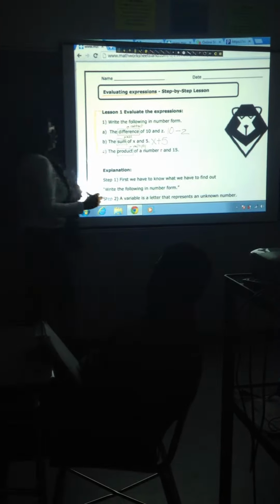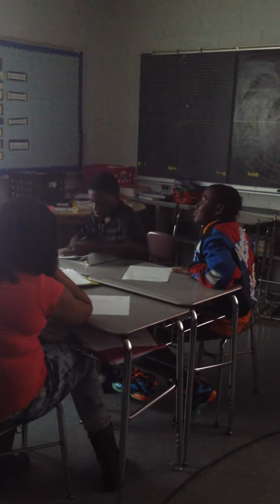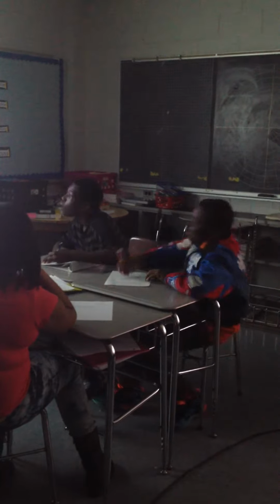And Nene so graciously told us that the product means multiply. So Javante, how would that look? The product of a number R and 15. So I'm multiplying R and 15. How would that look? Times what? 15.